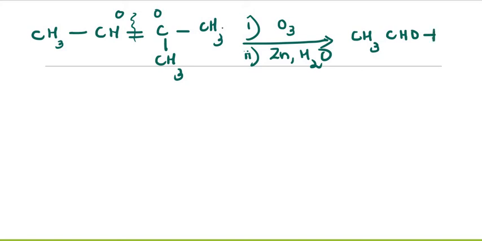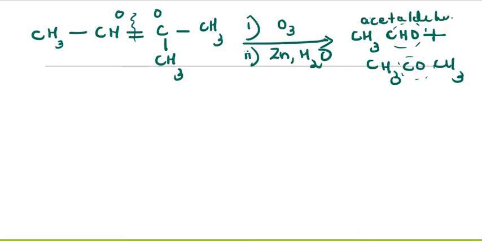It will be CH3CHO plus CH3COCH3. So in this case, you can see that we have got an aldehyde and we have also got a ketone. So what is the name of this compound? CH3CHO is acetaldehyde, and CH3COCH3 is our acetone.